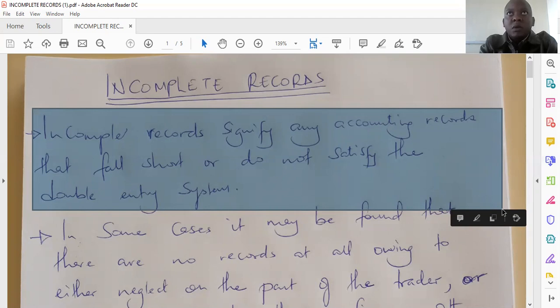So under single entry system, you find that the transaction is entered only once in the books of accounts, which is instead of the requirement of double entry, whereby for each transaction the recording has to be done twice in the books of accounts. So under such, you also end up with incomplete records.